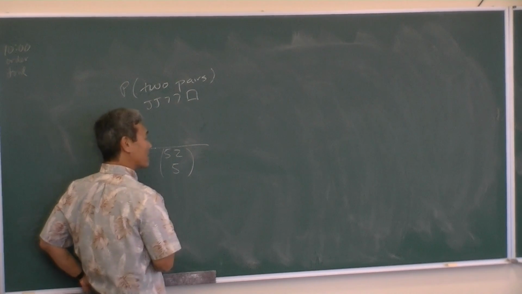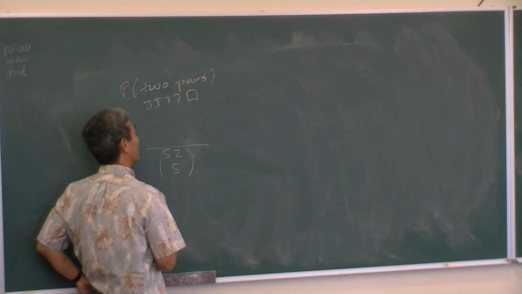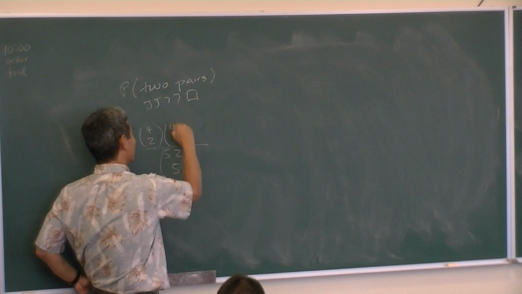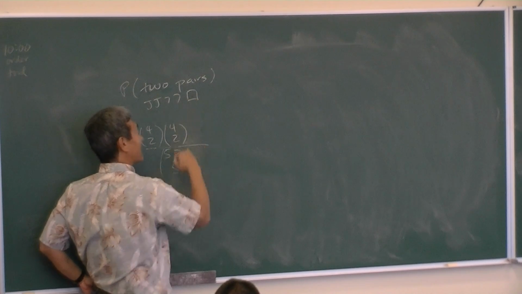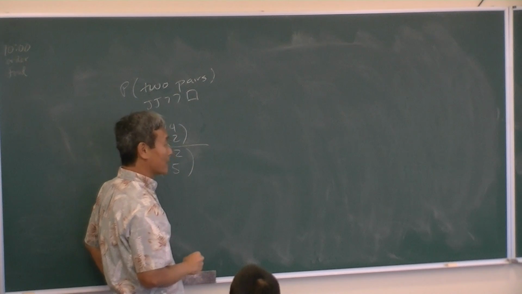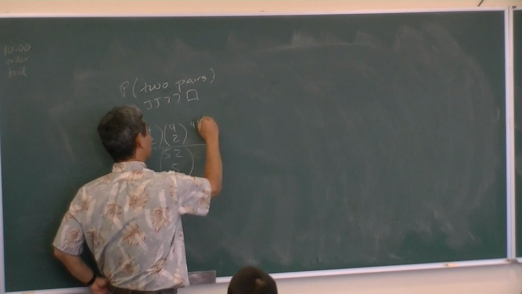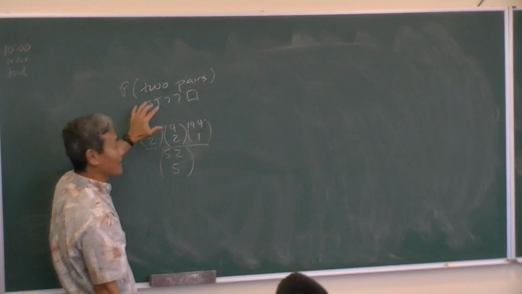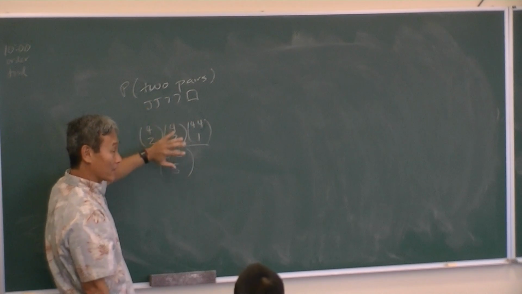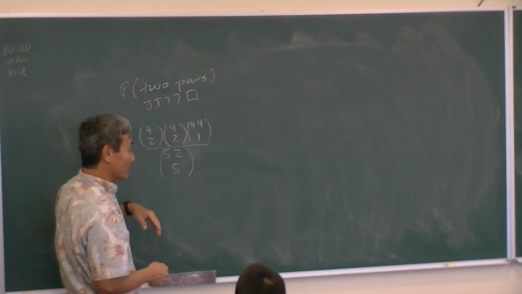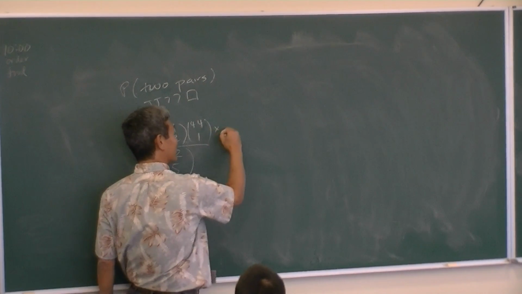Okay, so how many jacks are there in the deck? 4. How many ways can you pick 2 of them? 4 choose 2. And what about the sevens? Same. And then how many cards in the deck are not jacks or sevens? 44. How many ways can I pick 1 of them? 44 choose 1. So this would be the probability of getting 2 jacks and 2 sevens. But then there's other cases, right? What about queens and eights, or aces and fives?